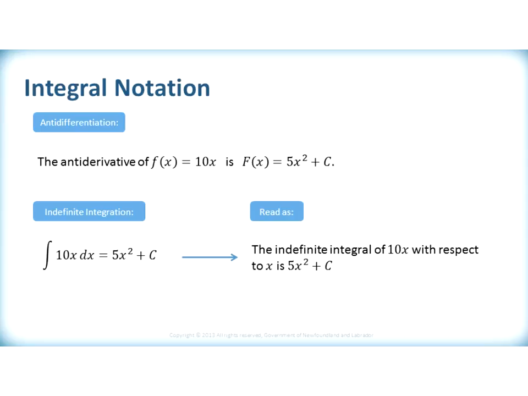Antidifferentiation. Well, we should know about that by now. We know that if I have a function f of x that's equal to 10x, then capital F of x equals 5x squared plus c. That would be its antiderivative. Now, the problem with just talking about antiderivatives in that way is that it's okay to have two different notations and everything seems to work, but it's kind of cumbersome. There's no operator I can use to say, take the antiderivative of this and give me an answer. It's not as sleek as we'd like it to be.